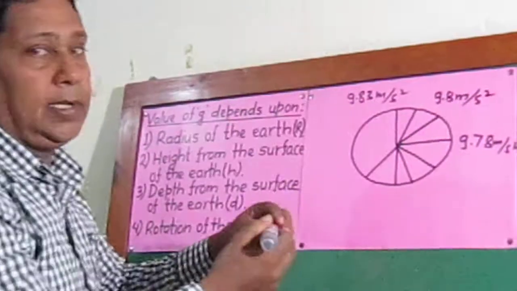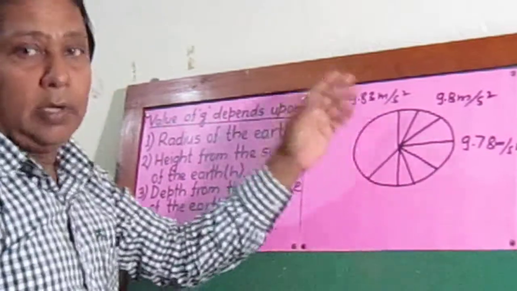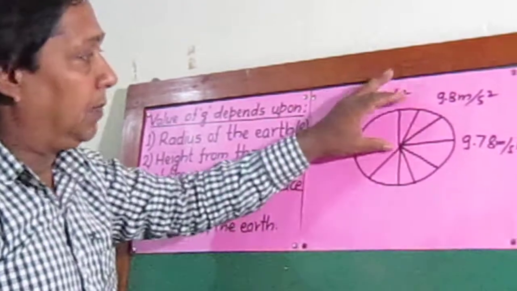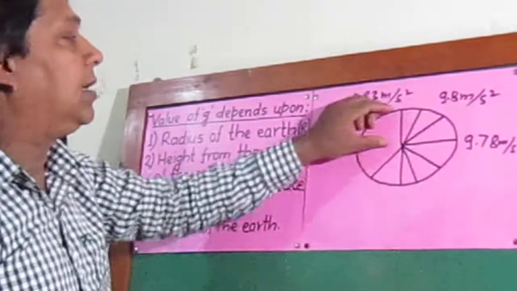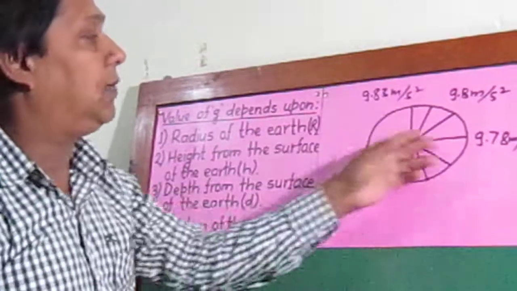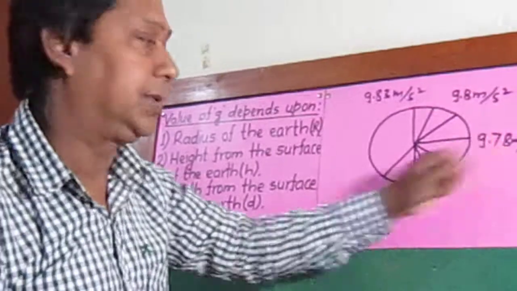We'll talk in detail in another video clip also about the relation between small g and radius of the earth. But here we can conclude that if radius at a place is less, g is more, and if radius at a place is more, then g will be less.